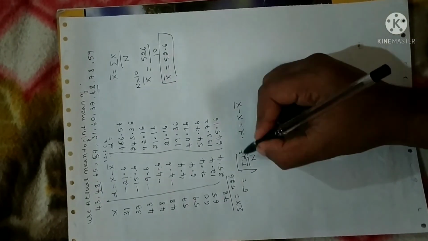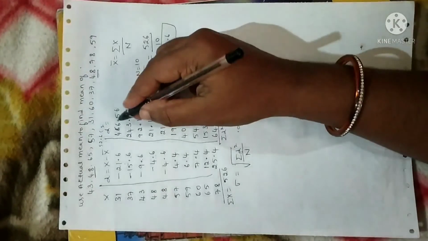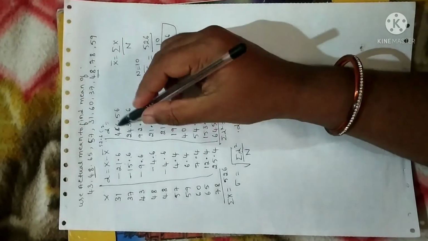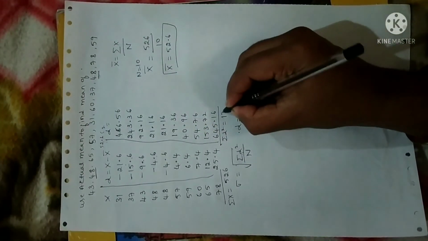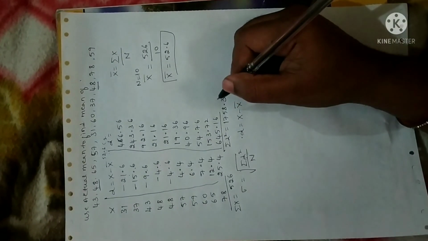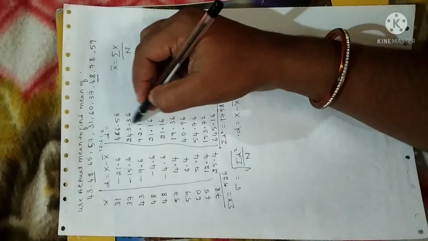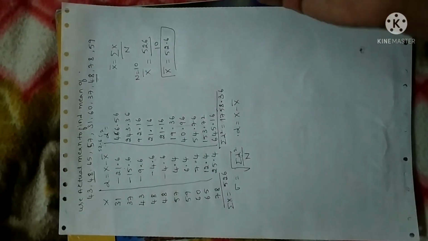Now what else is required? Sigma d square. So I have to add all the values of d square. I am going to use the calculator and add all these values. You will get 1758.36. So use the calculator and add all these values, and you will get the sigma d square value.